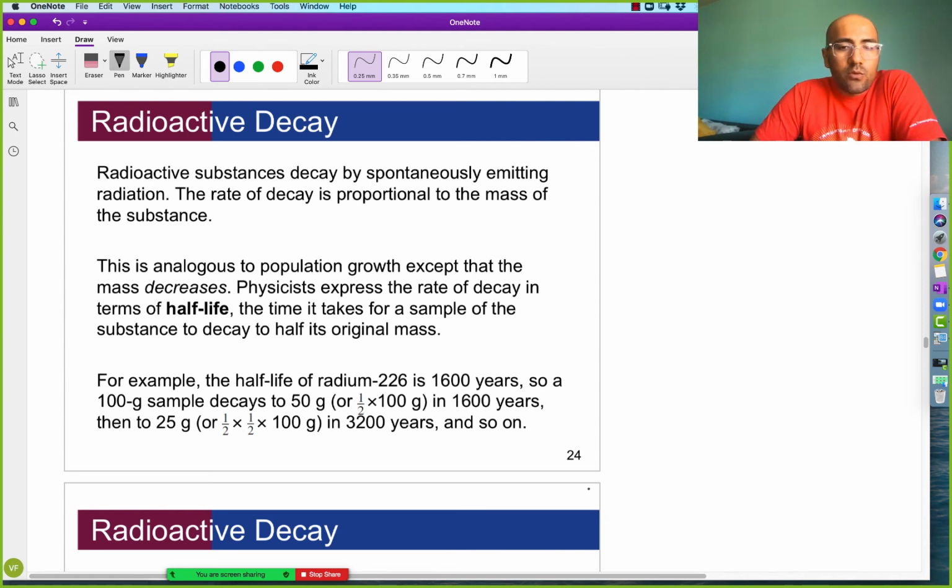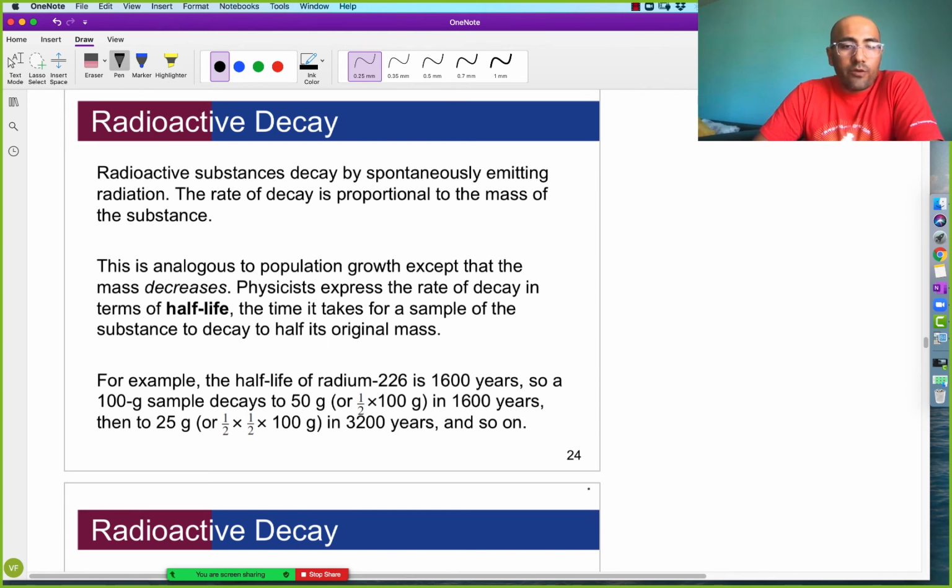radium-226, right? The 226 is part of the title, so don't let that confuse you. So radium-226 is radioactive, so it will begin to decay, but it decays very slowly. It takes 1,600 years for it to decrease by a half.